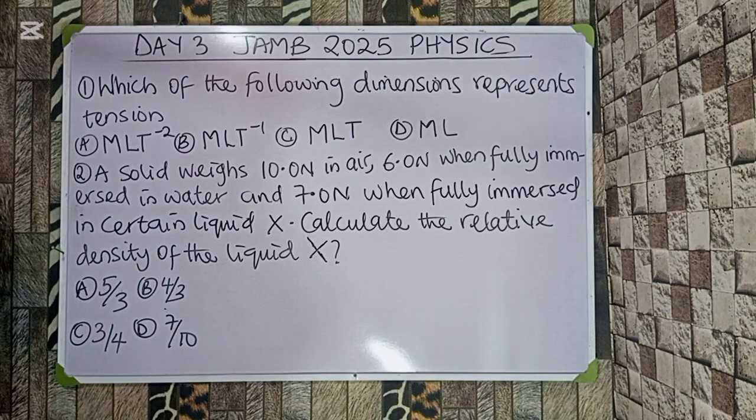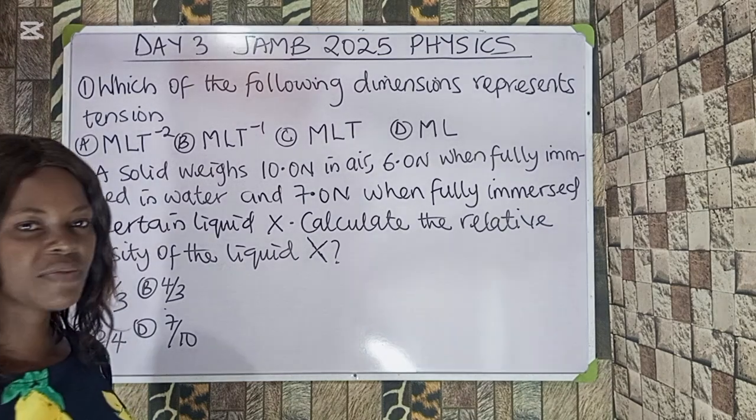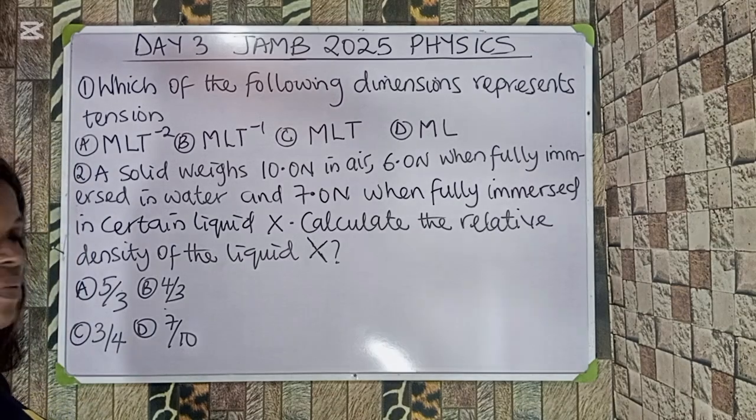Question 2. A solid weighs 10.0 Newton in air, 6.0 Newton when fully immersed in water, and 7.0 Newton when fully immersed in certain liquid X. Calculate the relative density of certain liquid X. And we have the following options. So what will come to our mind is this: what is relative density? Let's talk about what is relative density.